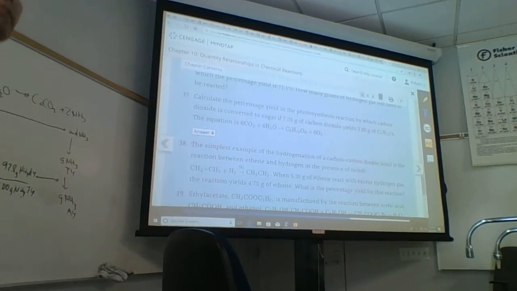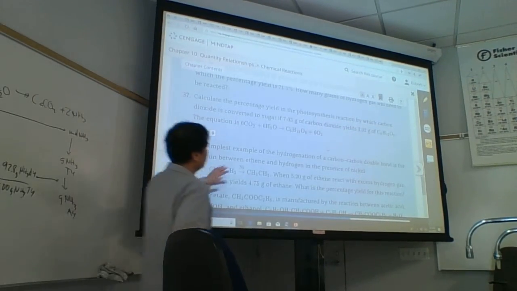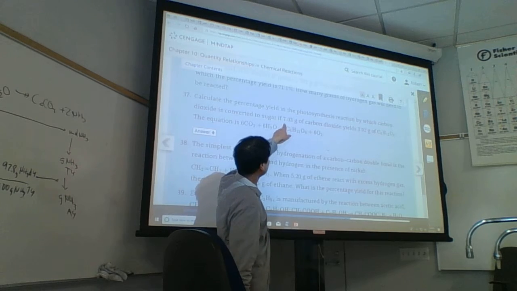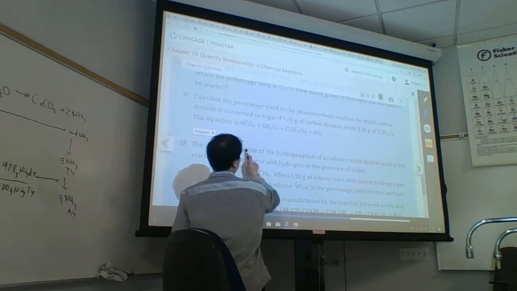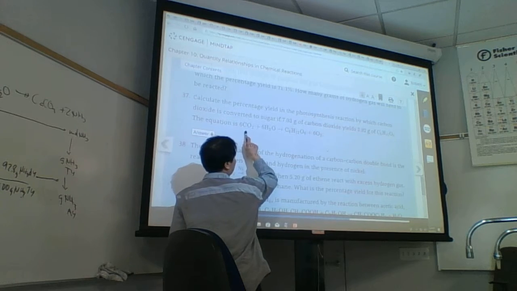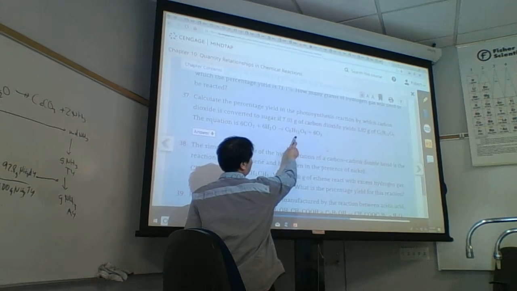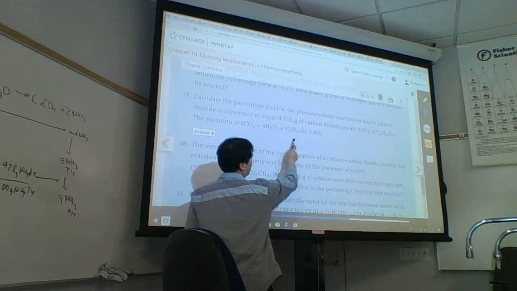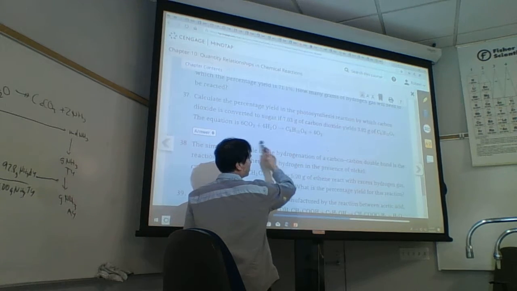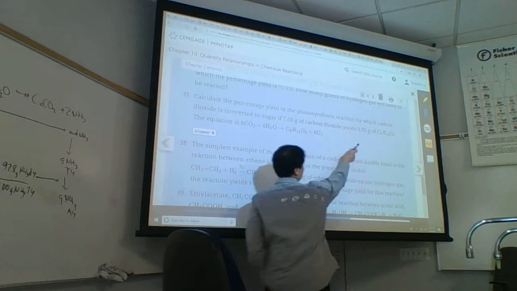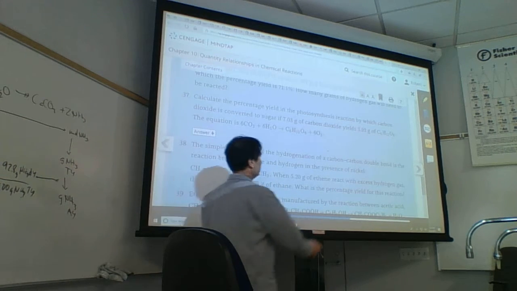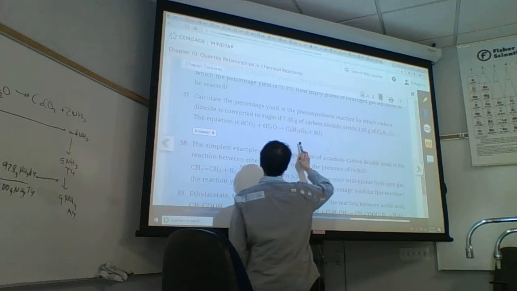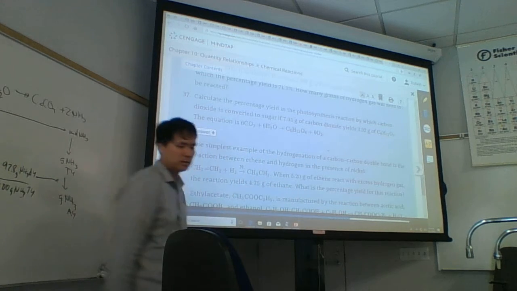And so what is the theoretical? The theoretical would be based on stoichiometry. So if I have grams of carbon dioxide, I go from grams of carbon dioxide to moles of carbon dioxide, moles of carbon dioxide to moles of sugar to grams of sugar. That grams of sugar will be the theoretical based on stoichiometry. And this is the actual that was given in the problem. So then the percent yield is the actual yield divided by the theoretical yield times 100%.